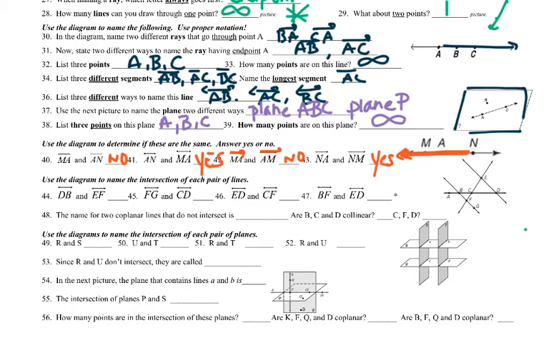Where do these lines cross? New picture again. DE, DB here and EF here. Those look like they cross at C.